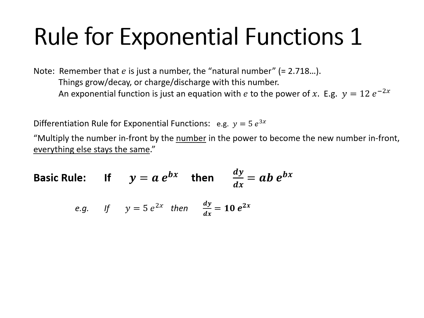So here's an example. If y is 5e to the 2x, then we need to multiply the number in the power, which is the 2, and we take that number and we multiply it by the number in front. So 2 times 5 is 10. But the rest of it, e to the 2x, just stays as e to the 2x. So we get an answer of 10e to the 2x.